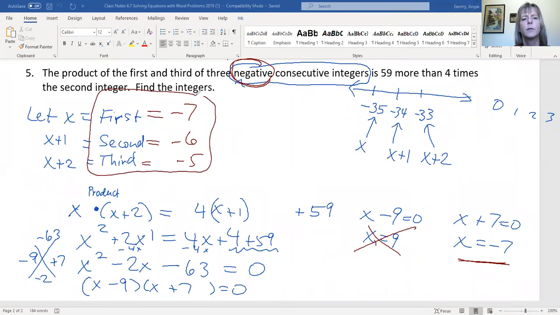And then I probably should have checked the previous one in the original wording, and I didn't. But let's just do this one. Let's check this one. You know, let's do that in green. Let's check it. Does it check in the original wording? You have the product of the first and third. The first and third is 59 more than 4 times the second.